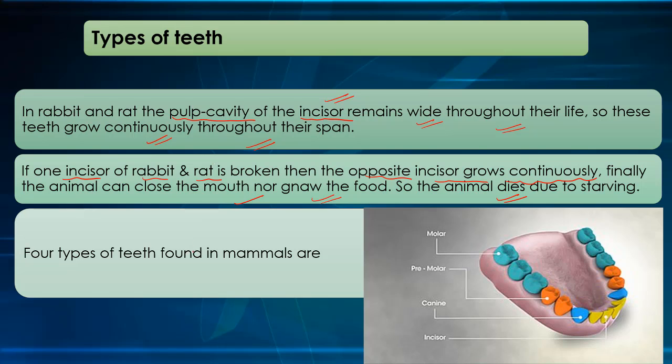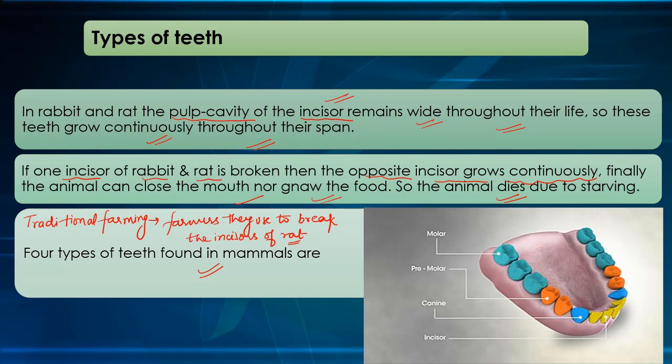That is why in traditional farming, farmers used to break the incisors of rats so that they could die due to starving, and the farmers could protect their crops.